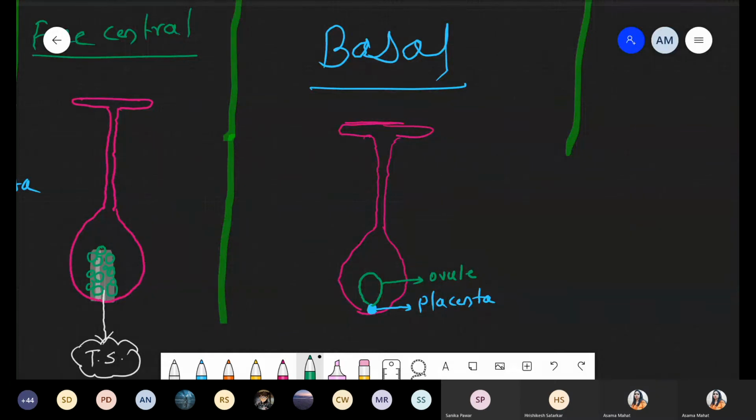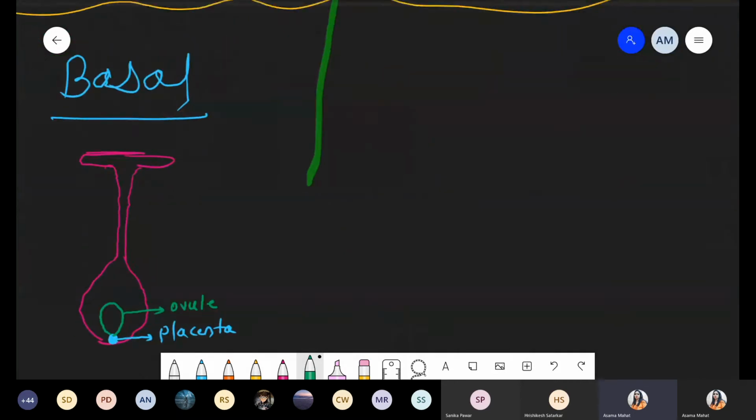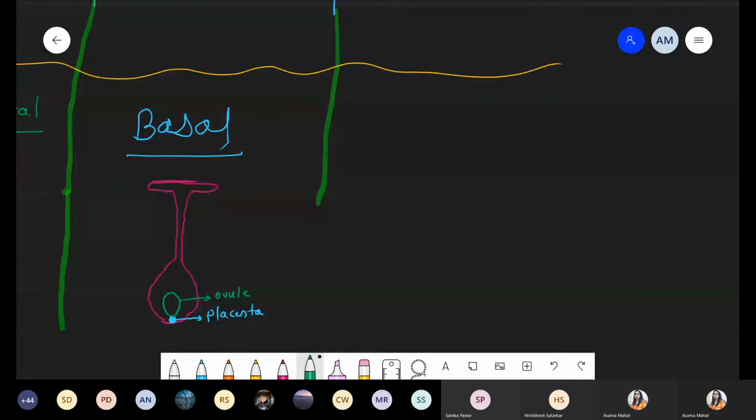Yes or no? Okay. And the last one is superficial. Superficial is basically the most primitive, because in this scenario placenta covers all the boundary of the particular ovary. So we try to draw such a diagram. Size varies, of course. With species change, the size of the ovule and ovary also changes. So we are talking about the last point, superficial. This is the most primitive.